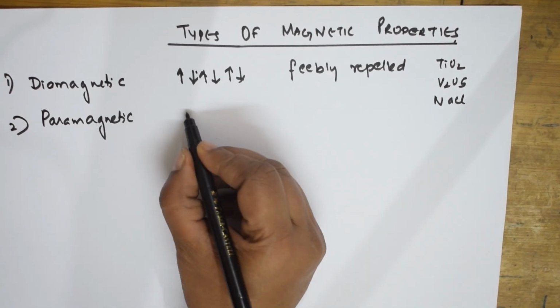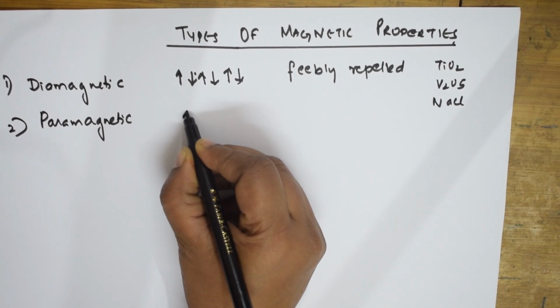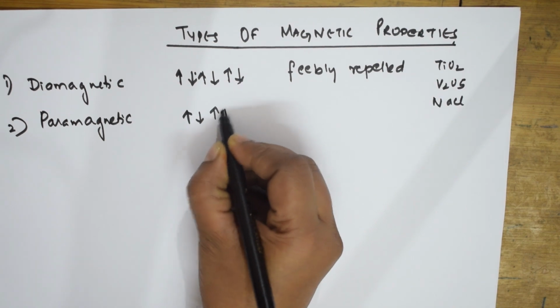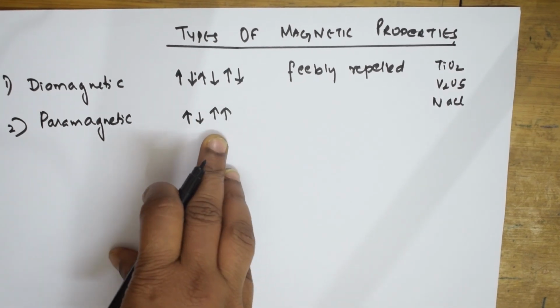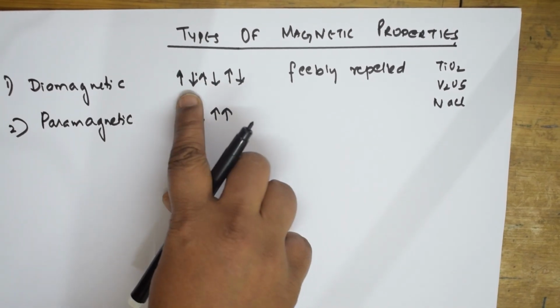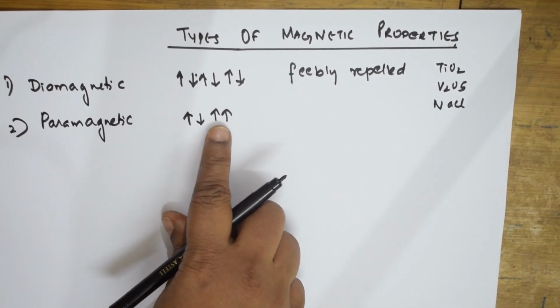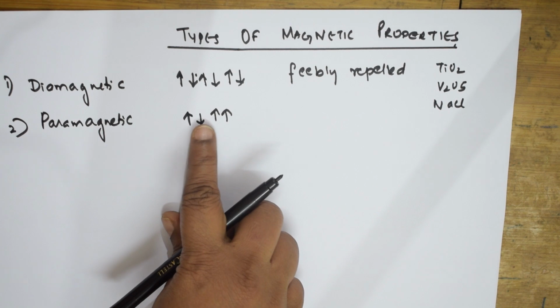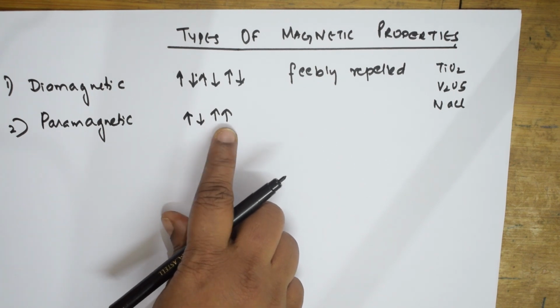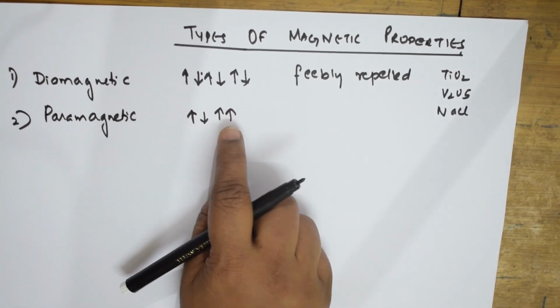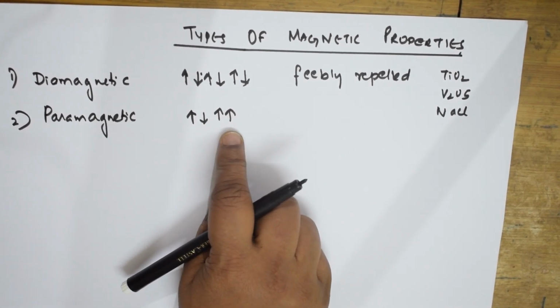When I take the paramagnetic, just see how the electrons, or the dipoles, are arranged. It's like this, up, down. Next, see this arrangement. The arrangement is not proper, isn't it? When I see diamagnetic, it is perfectly paired. That's why they are feebly repelled. But here, at least one unpaired electron will be there. Here all are paired. Here at least one unpaired will be there in paramagnetic.